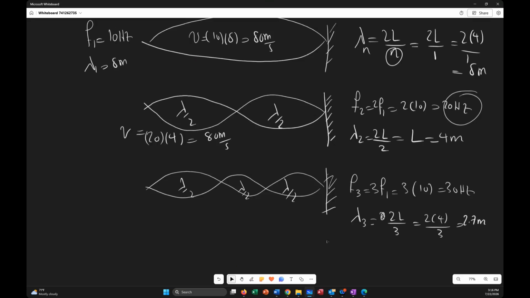So again, if I calculate the velocity, I can just plug it here. 30 times 8 divided by 3. If I don't use the decimal, it's going to be 2 times 4, 8, 8 divided by 3. If you simplify, this is going to be 80 meter per second. Again, you see, first harmonic, second harmonic, third harmonic, the velocity is the same, but the frequency and wavelength will be different. Any questions so far?